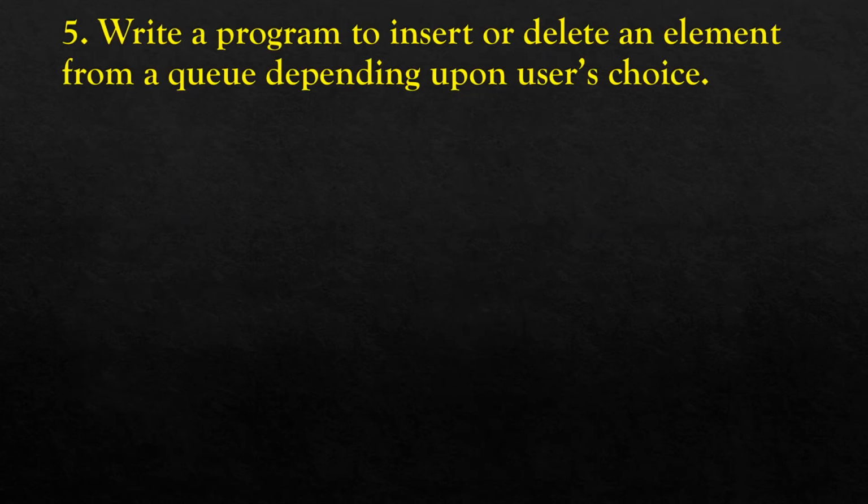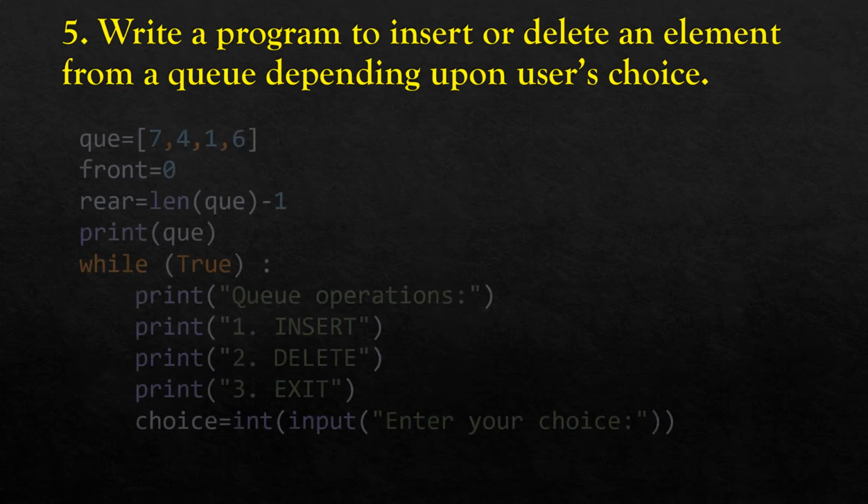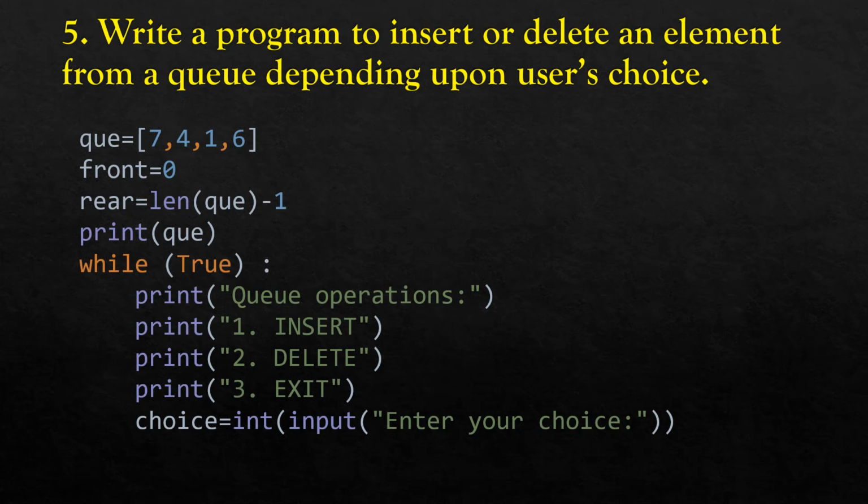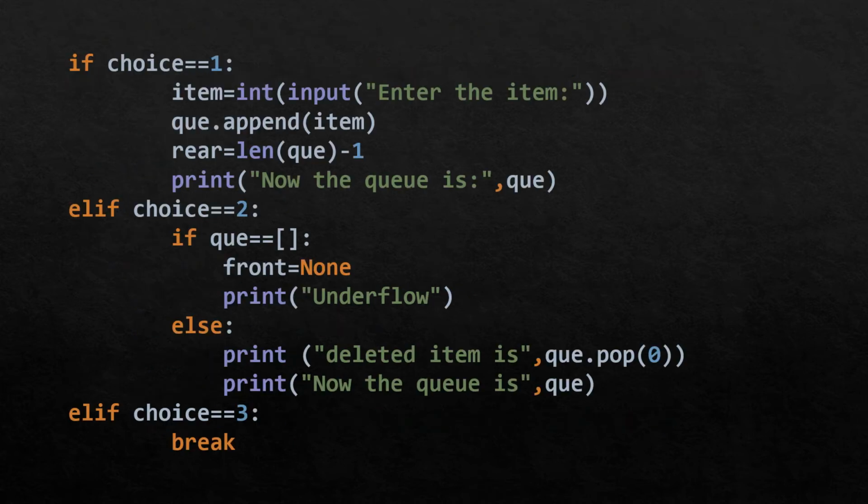Now this program is a simple program to insert or delete an element from a queue depending upon the user's choice. So we have initialized one queue with some values. Front value is 0, rear value is length of queue minus 1. Then the different operations of the queue will be displayed: insert, delete, and exit. If the choice is 1, then it will ask the user to enter one item, and the item entered by the user will be appended to the queue, and the rear value will become length of queue minus 1.